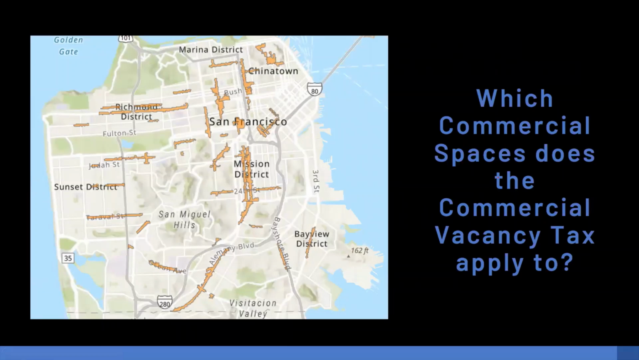Here is a map to show you where the named neighborhood commercial districts and named neighborhood commercial transit districts are in the city. There are a total of 44 districts the commercial vacancy tax applies to. If your business or commercial space is not located in one of these orange shaded areas, you will not be required to file or pay this tax. Where can I find this map?